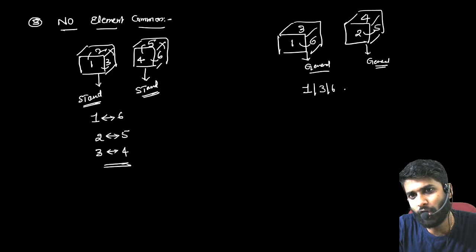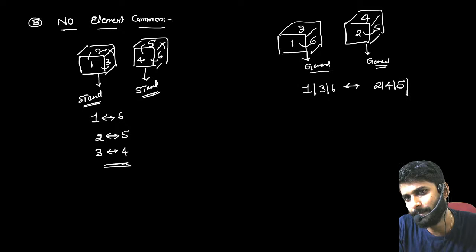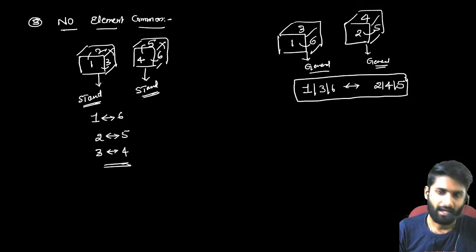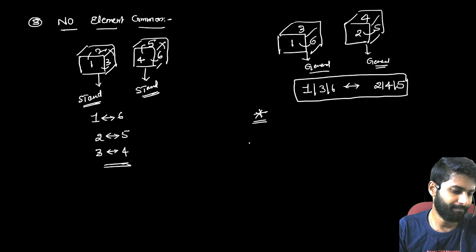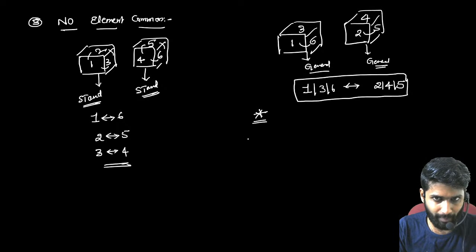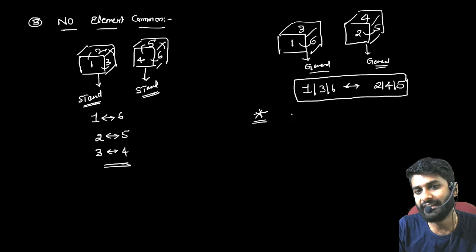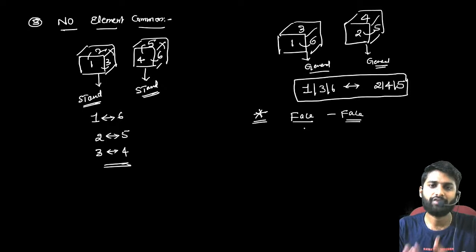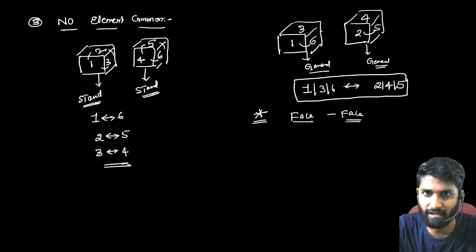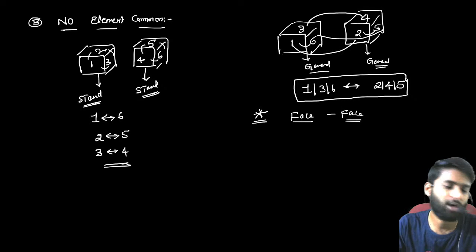1 3 6 is opposite of either 2 or 4 or 5. Any of the options we can define as an opposite pair. But if there is no option that can be defined, in that case, you can consider face to face as the exact opposite pair. In the worst scenario, you just consider face to face as the opposite pair. Now see, 3 and 4 opposite pair, 1 and 2 opposite pair, 6 and 5 opposite pair.